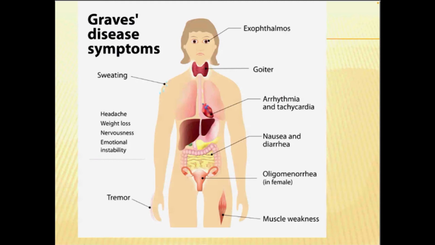Of course, hyperthyroidism will also affect the menstrual cycle. The patient will have oligomenorrhea or even amenorrhea. Because of the excessive stimulation of the muscles, irritability and excitability, muscle weakness can occur, and the patient will also have tremor. Other features of Graves' disease are headache, loss of weight, nervousness, and emotional instability or emotional lability.